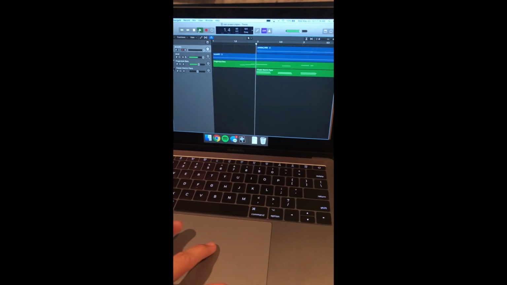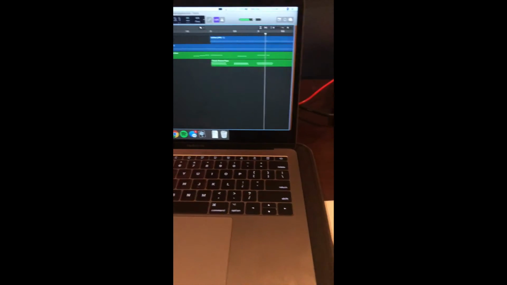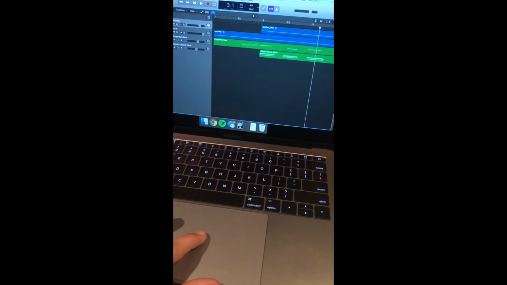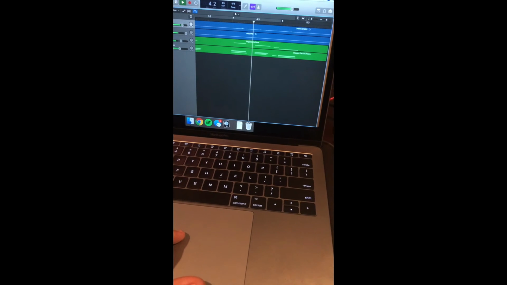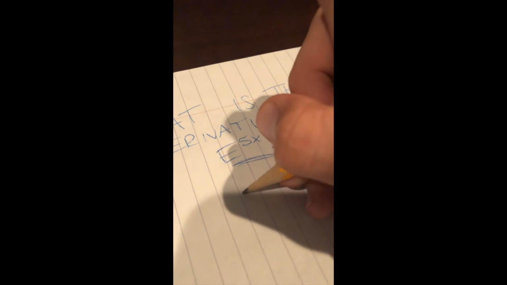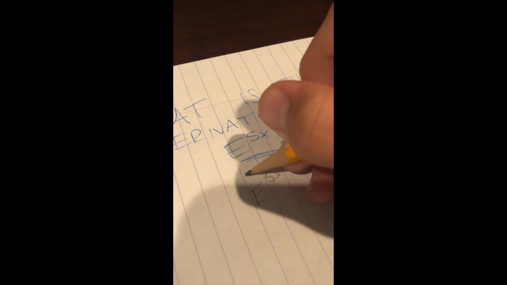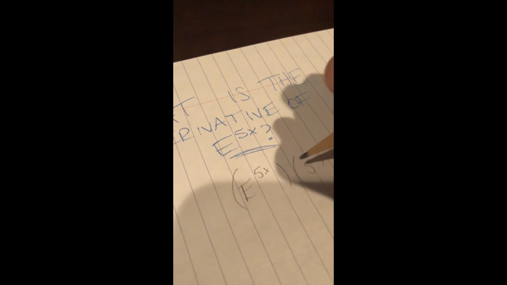The derivative of e to the x is e to the x times the derivative of the exponent. Everything's the same times the derivative of the exponent. Everything is e to the x, that's this thing right here, times the derivative of the exponent, which is fine.